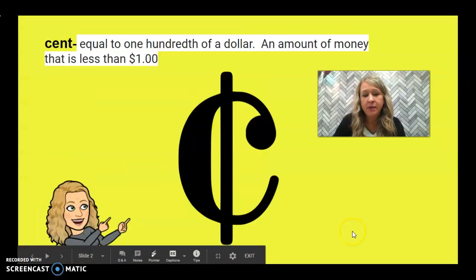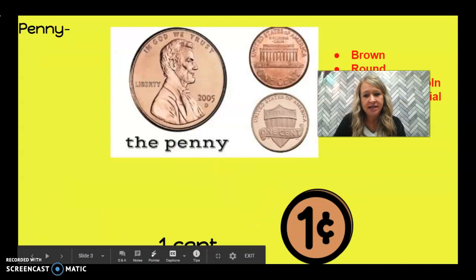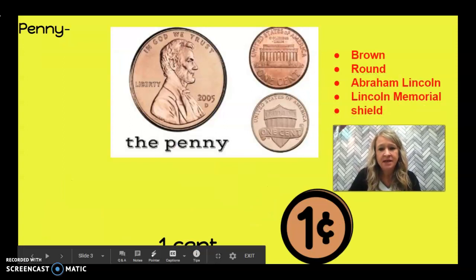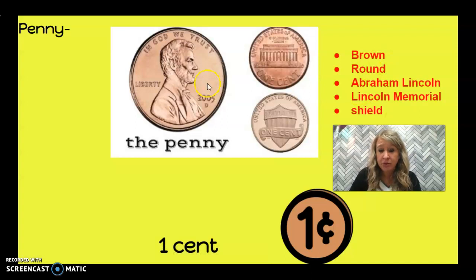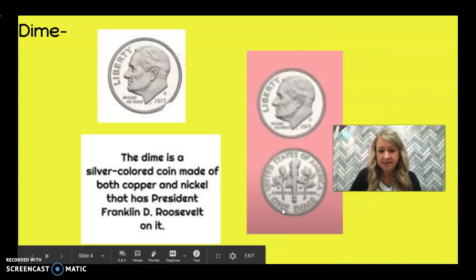Let's look at our vocabulary words. We have cent. Say the word cent. Equal to 1/100th of a dollar, an amount of money that is less than a dollar. Penny. Say penny. It is brown, copper, round, has Abraham Lincoln. There's the Lincoln Memorial on the back and the Union Shield on the back of the newer pennies. A penny is worth how much? 1 cent.